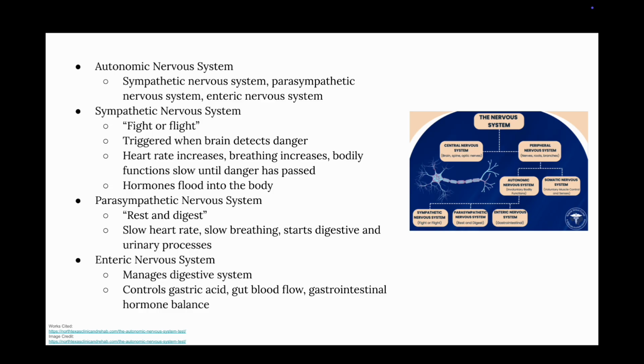The parasympathetic nervous system is the rest and digest system. It slows heart rate, breathing, and starts digestive and urinary processes. The enteric nervous system manages the digestive system. It controls gastric acid, gut blood flow, and gastrointestinal hormone balance.